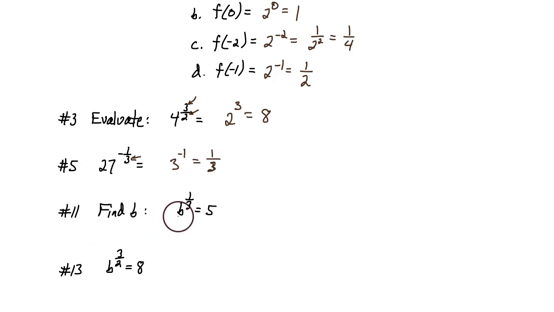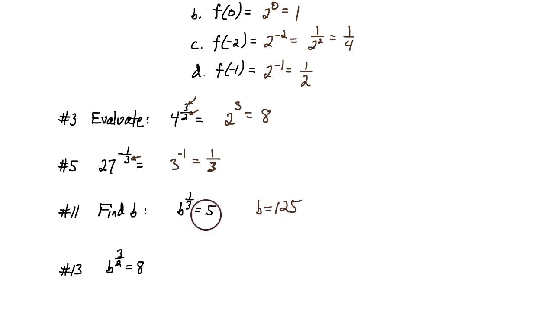Number 11, find the value of b. b is the base of this. b to the 1/3 equals 5. So what number to the 1/3 power makes 5? A 1/3 power is the same thing as a cube root. So the cube root of what number makes 5? And maybe by now you know that that's 125.